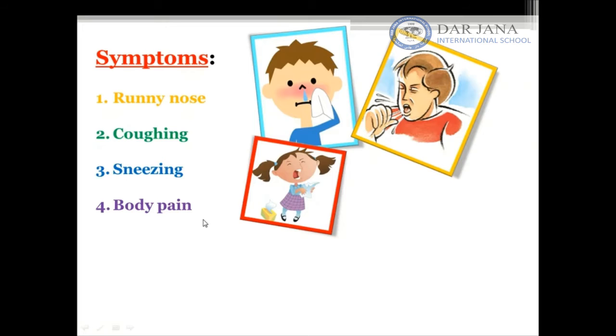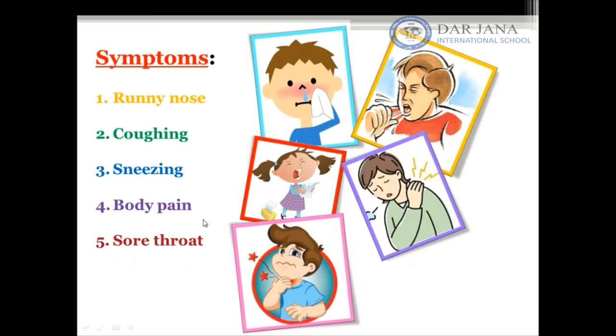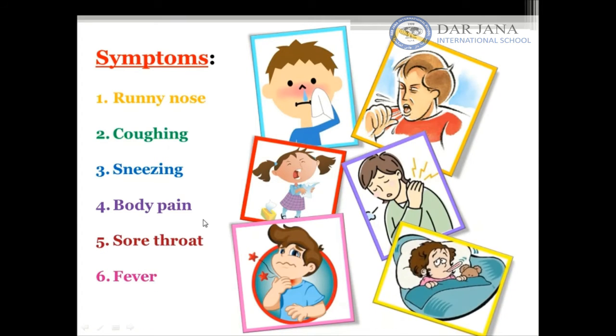You will feel that there is a pain in your body, for example, in your shoulders and the neck, and you feel as if you have something called muscle ache. You feel that you are unable to walk, to run, to jump, and to play with your friends. Sore throat, as you can see here, you feel there is pain in your throat, you can't swallow properly, and sometimes you feel that your forehead is so hot. That's why you use a thermometer to measure your temperature, and maybe you will be having a fever.